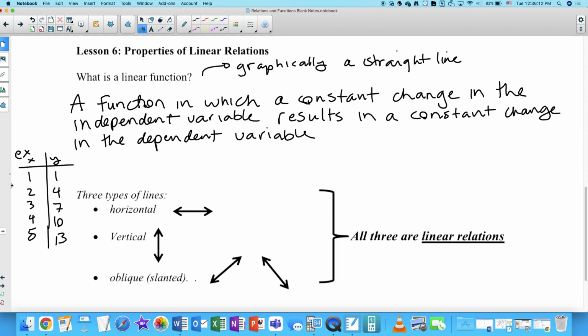Another way that I like to think about it is, would the change in y from x going from 1 to 2 be the same as the change from x going from 101 to 102? Regardless, the change in y is still going to be 3. So this is an example of a linear relation or a linear function.